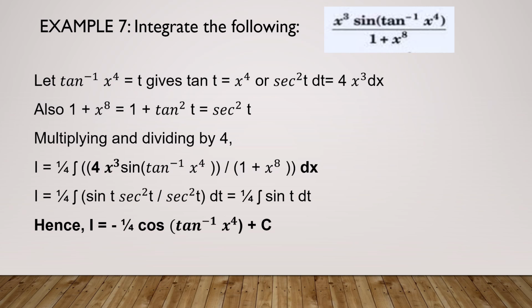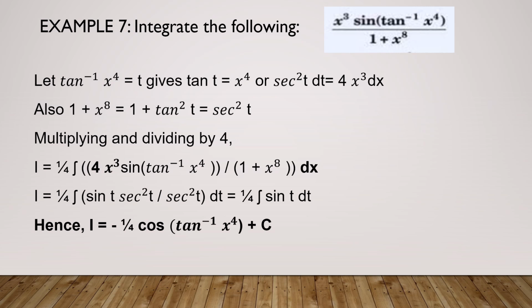Now differentiate both the sides. Derivative of tan is sec square, so it will be sec square t dt is equal to derivative of x raised to 4, which is 4x cube. Now you are having the denominator as 1 plus x raised to 8. So basically x raised to 8 is x raised to 4 square. So it is x raised to 4 is tan t. So it is 1 plus tan square t, and that you know it is sec square t.